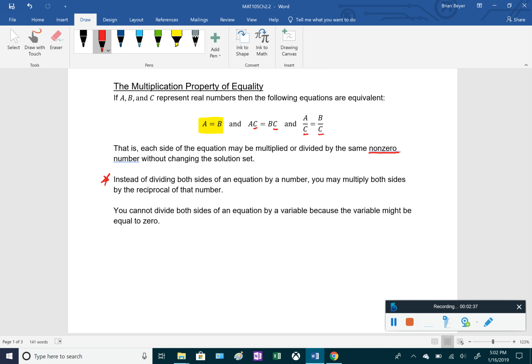Okay, and then a nice little trick here for this second portion down here is instead of dividing both sides by a number, we can multiply both sides by the reciprocal of the number. So recall that instead of dividing by a number, we can multiply by the reciprocal. It means the same exact thing. And another important thing to keep in mind down here is that we can't divide both sides of an equation by a variable, because the variable could be equal to 0, and we cannot divide by 0. So we're only going to be dividing numbers, constants.